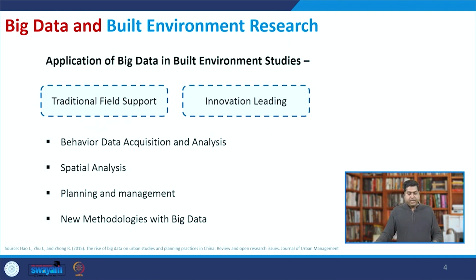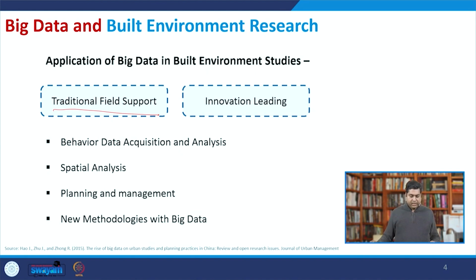Now application of big data in built environment studies, especially in architecture and planning, is actually helping the researcher with traditional field support and also leading innovation, because when data are available but you don't have the idea how to analyze it and take a call on that. Maybe for certain decision support systems, you need those kinds of real time information, and through your modeling you can give some sort of decision in real time.